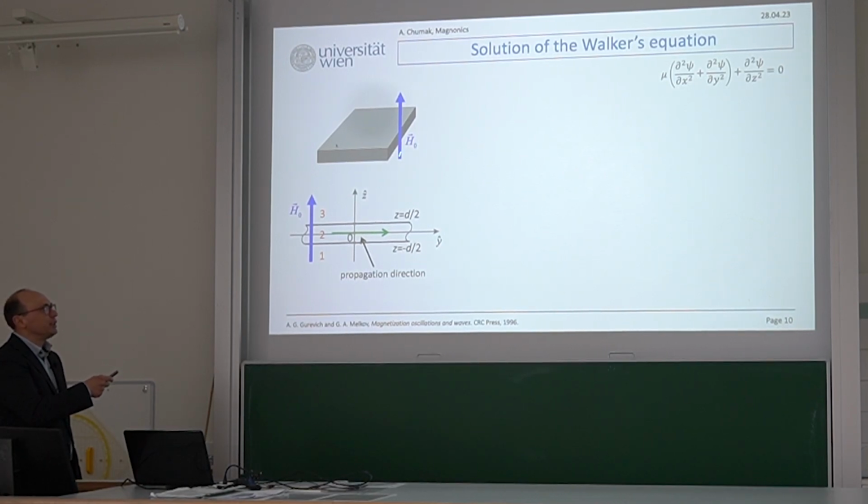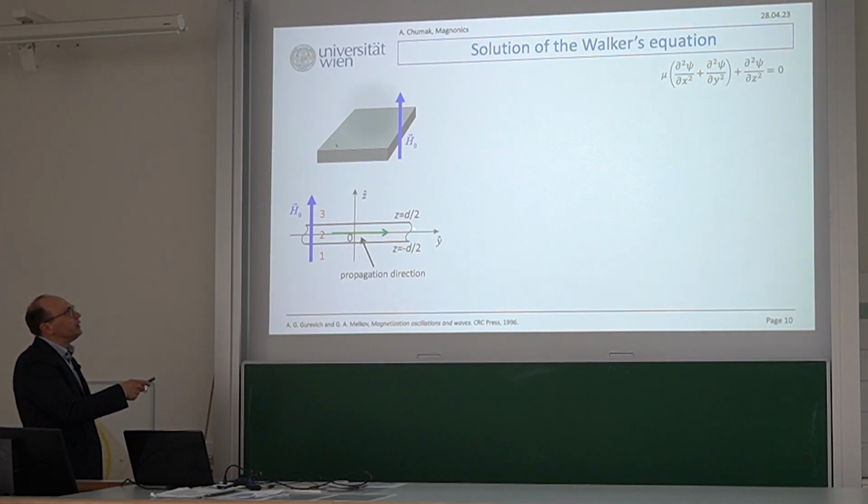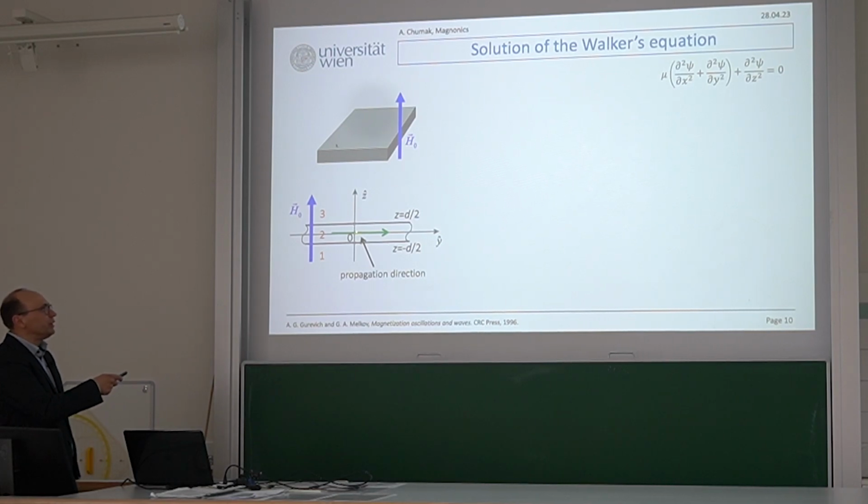I think it's one of the easiest cases in terms of how many pages of formulas you need to write. So you have H, it's normally magnetized, pointing like this. This is your sample, and we put our coordinate system at 0. So Z is along the field. Like I said, usually Z is oriented along the field. Y is the direction along which the wave propagates, and the coordinate origin is in the middle of the film.